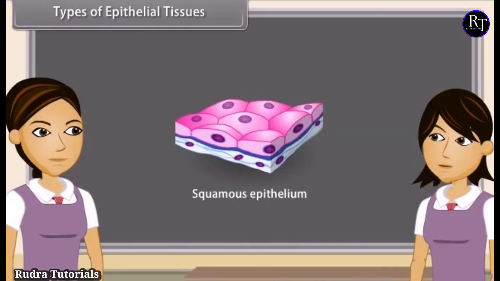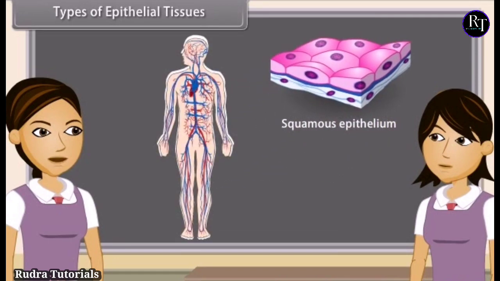Squamous epithelium is made up of thin, flat, irregular shaped cells which fit together like floor tiles to form a compact tissue. It is found in lining of cavities and blood vessels and covering of tongue and skin. It is also known as pavement epithelium.